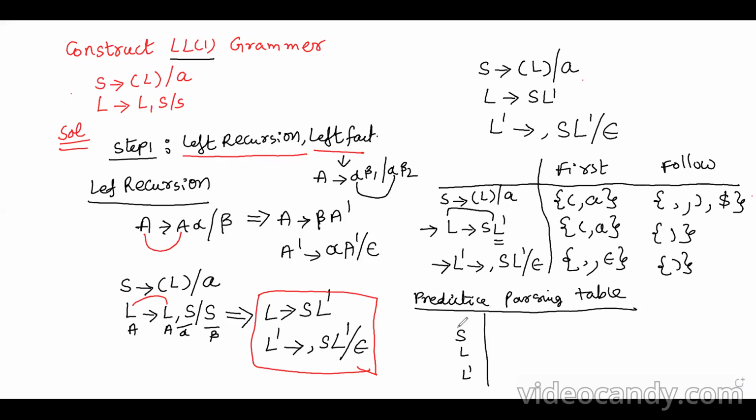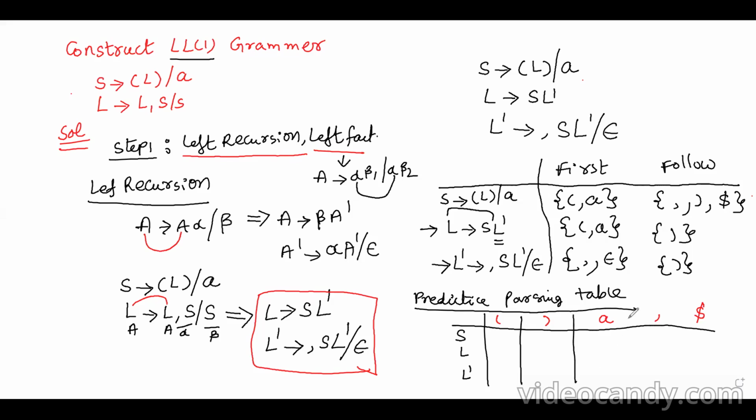Then you write all the small letters as well as the operators here. Now you see the open bracket is there, so you write the open bracket here as well as the close bracket. Then we write the small a, then we write the comma. In addition to this, we must add something called dollar. So we are going to construct the predictive parsing table.